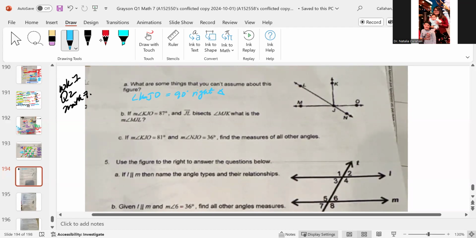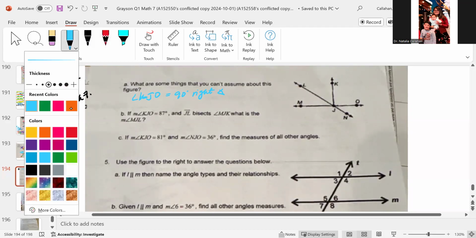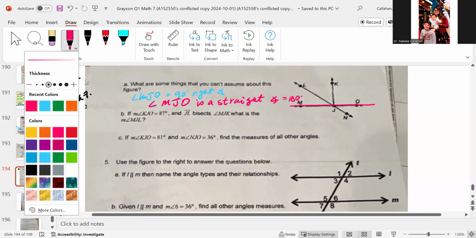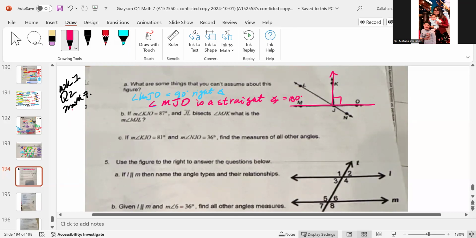Sure. Another thing you can't assume is that angle MJO is a straight angle, which is equal to 180 degrees. So those are the two things. The easiest thing to think about is, remember, a straight angle looks like a straight line, right? But you can't assume that if you don't know that, because this could be 179 degrees. And you can't assume that this angle right here is a right angle.